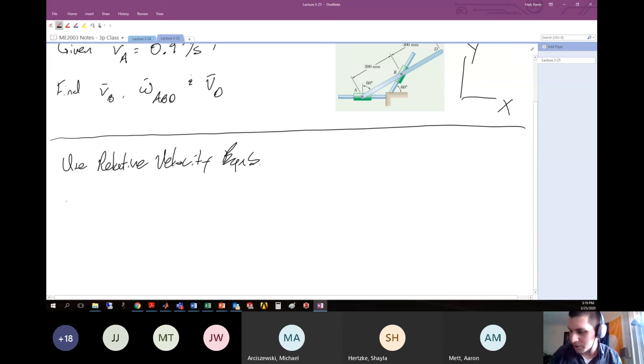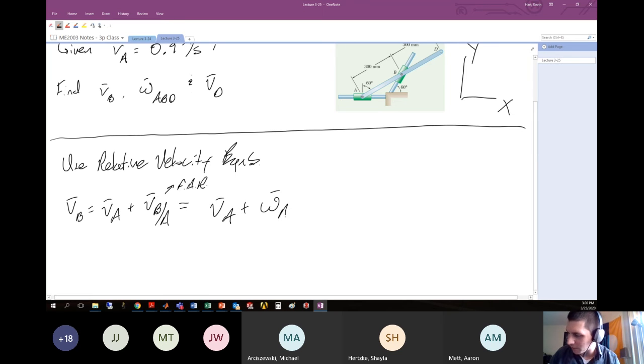The way that we do that is we'll say that we're looking for the velocity of point B. And that's going to be equal to the velocity of point A plus the velocity of point B relative to point A. Or if we expand this out, knowing that this is the fixed axis rotational component, we could say that the velocity of point B is the velocity of point A plus the angular velocity of our rigid body ABD crossed with the position vector locating B from A. And this is just an expansion of our relative velocity equations.